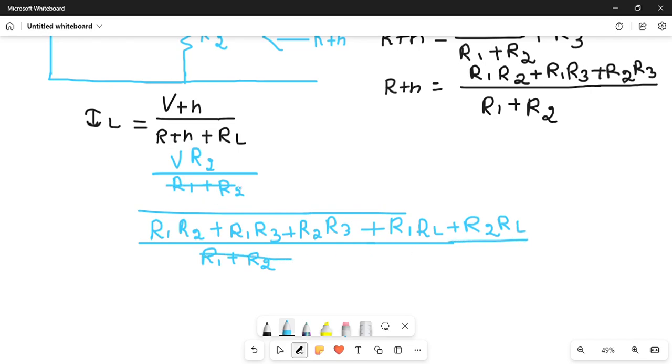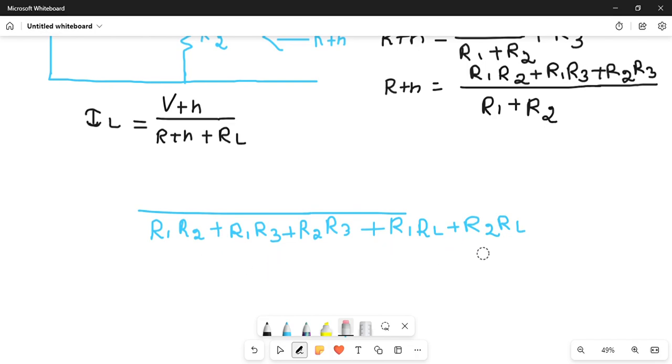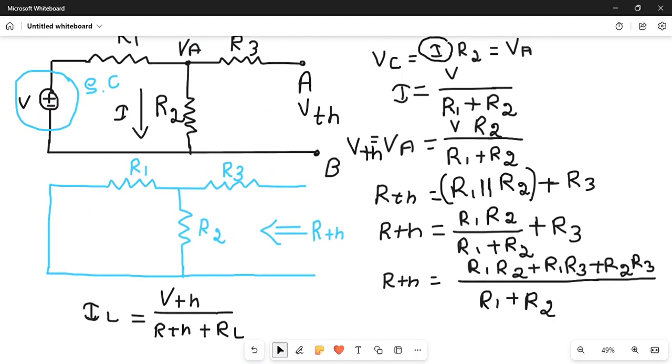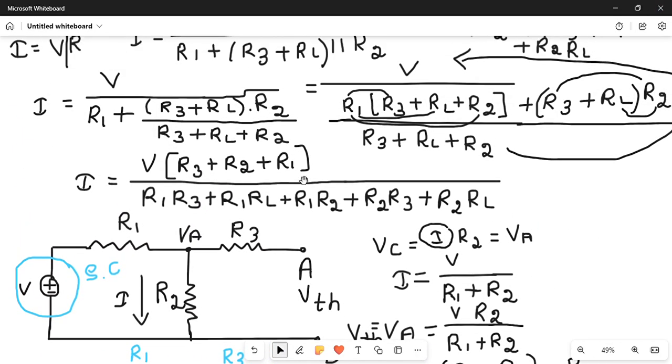So here this and this will get cancelled. And now if that and that get cancelled, you're going to get directly V into R2 divided by R1 R2 plus R1 R3 plus R2 R3 plus R1 RL plus R2 RL, right?